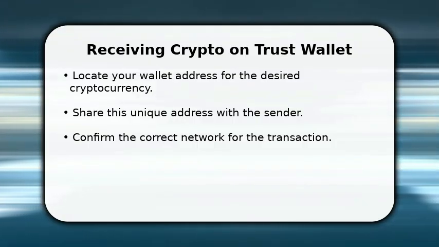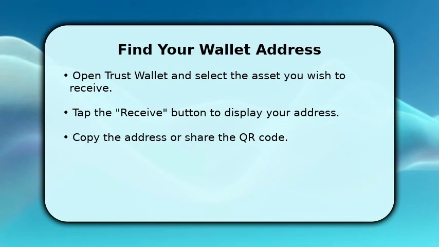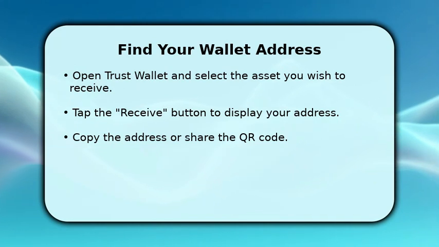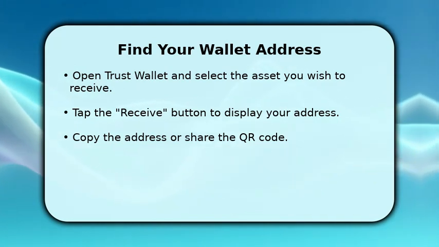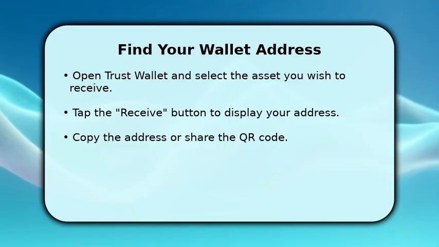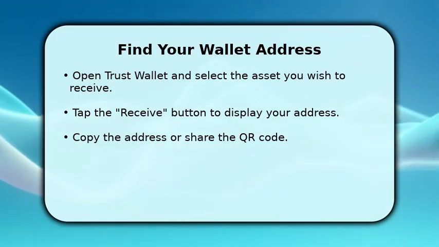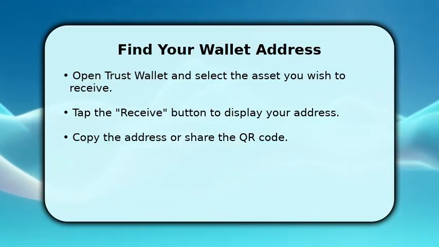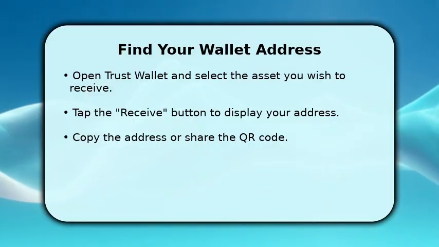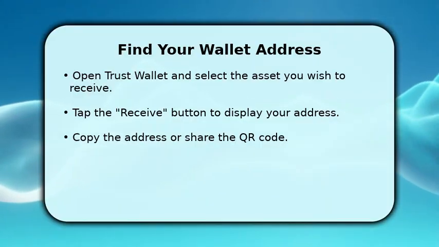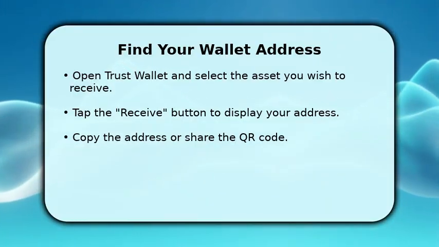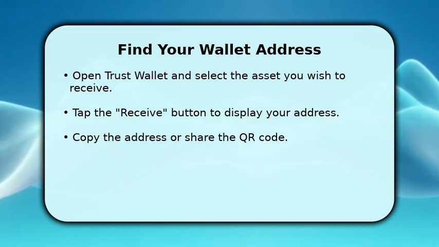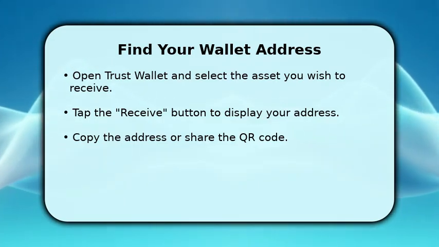Always double-check the asset and network. Once you've selected the cryptocurrency, tap the Receive button. This will display your unique wallet address, often as a long string of characters and a QR code. You can easily copy this address to your clipboard or share the QR code directly with the person sending you funds. Remember, each cryptocurrency has its own distinct address.